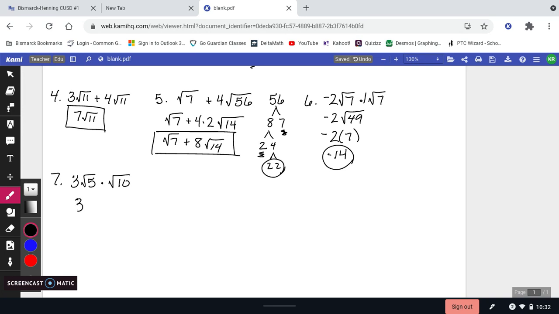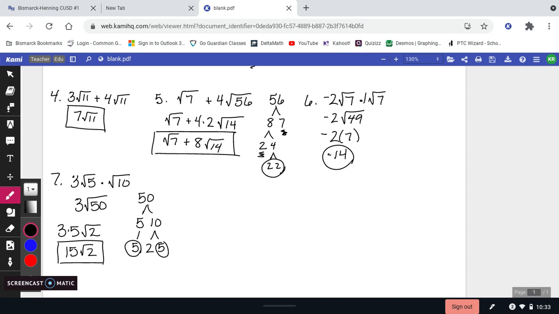Okay, so this would be 3 and then square root of 50. So again, we're going to do a factor tree to see if we have any pairs pop up, and we do. We have a pair of 5's. So I have a 3, my pair of 5's can come out, and then root 2 will be left over. So 15 root 2. Okay, number 8.